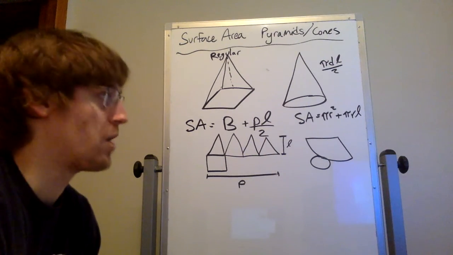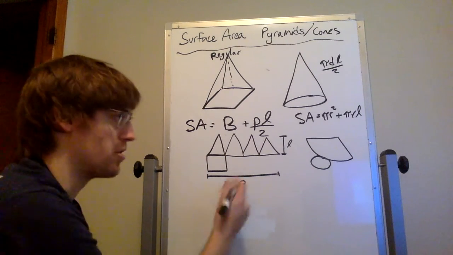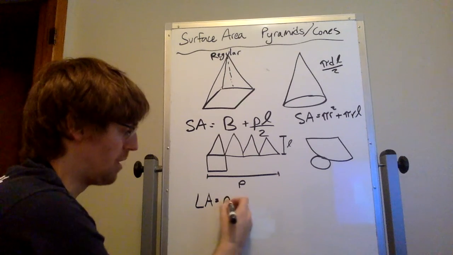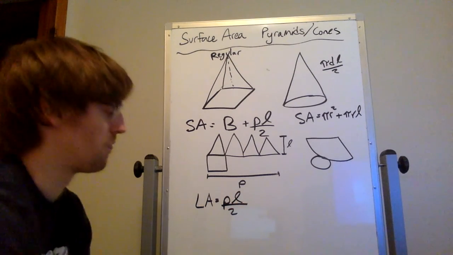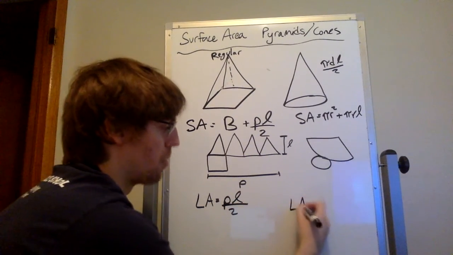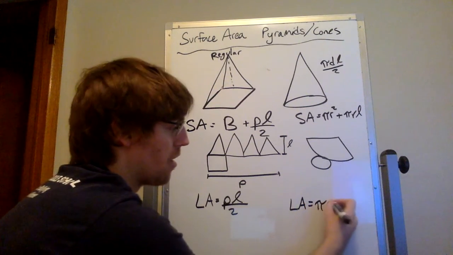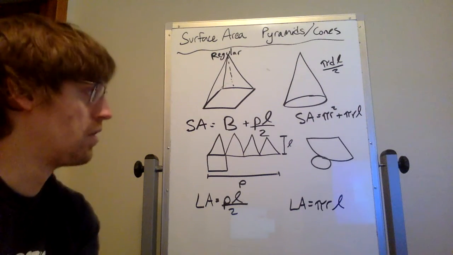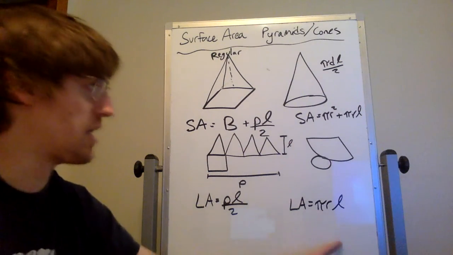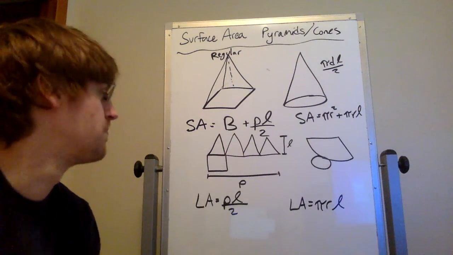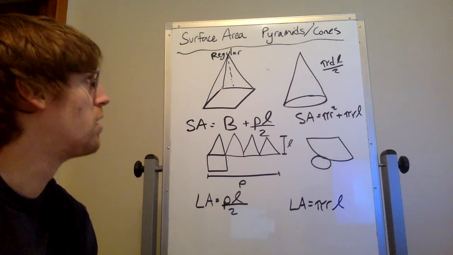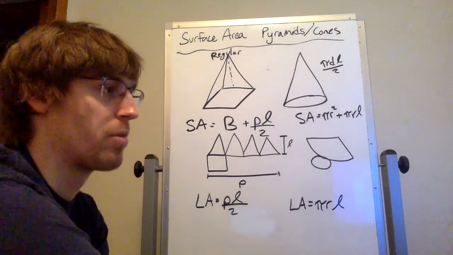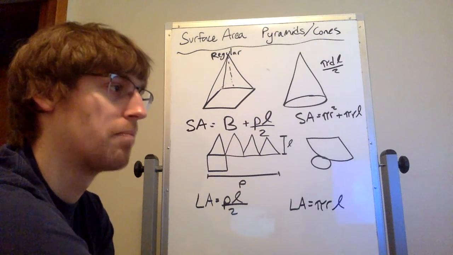And of course, if you want to just find lateral area, all you do is you just get rid of the B. So my lateral area formula would just be P L over 2. My lateral area formula over here would just be pi r l. Okay. My level 3 students just took a test on all this stuff, so. Yep. These are the only formulas that we're working with pretty much for the entire time.